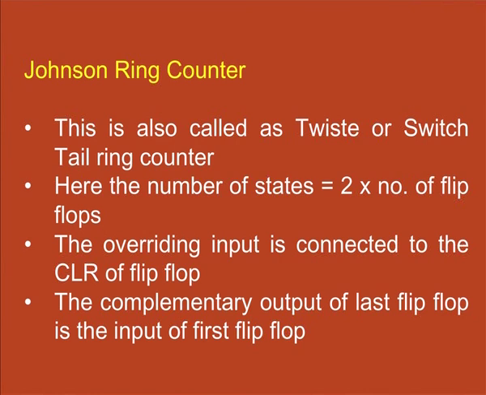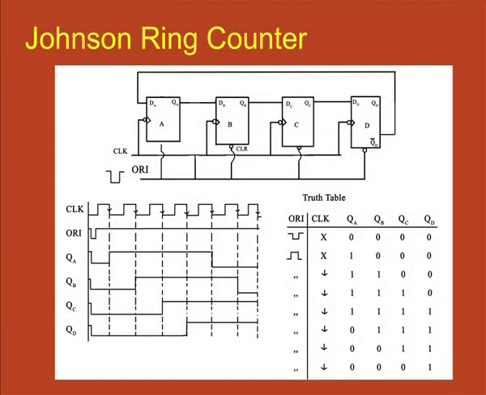Now, let us discuss the Johnson ring counter. This is also called a twisted or switch tail ring counter. Here the number of states is equal to 2 times the number of flip flops used, and the overriding input is connected to the clear input of the flip flops. The complementary output of the last flip flop is the input of the first flip flop. These conditions need to be satisfied for the Johnson ring counter.